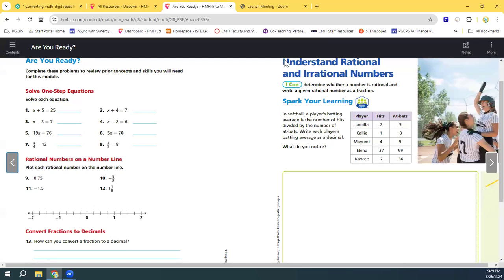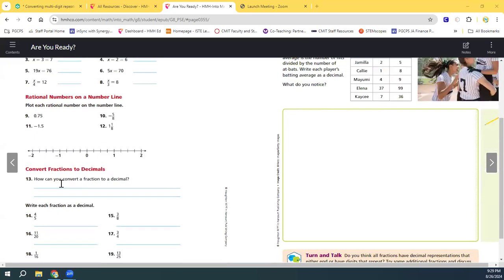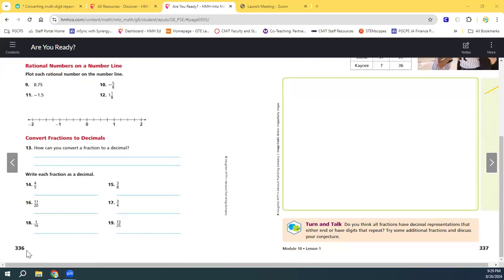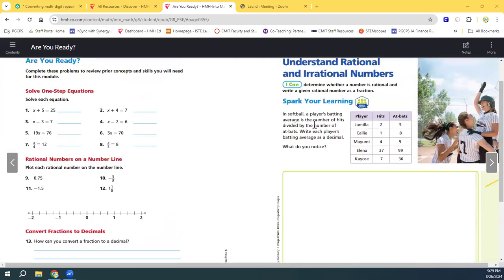Okay, so keep that in mind. I need you to start on page 336 after you finish this video in the Khan Academy, and I need you to start right here with the textbook. And then go to this real world scenario where we're calculating batting averages. And so that means you're just going to have Jamila is 2/5, and you're going to convert that to a decimal. Just using the same method that I did, denominator on the outside, numerator on the inside, and then all the other players too.